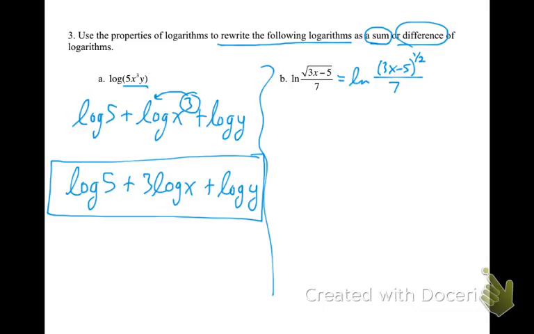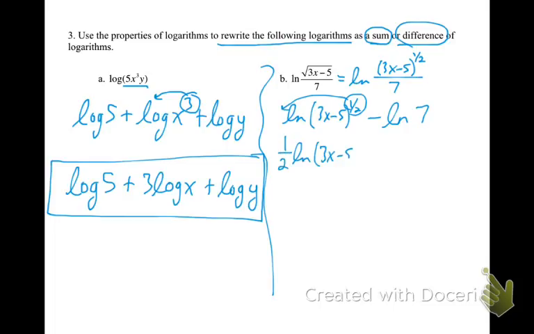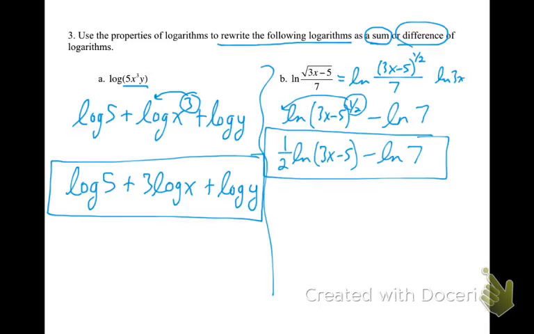Okay. Let's first deal with the division property, which says we're going to take this and make it natural log of (3x minus 5) to the 1/2 minus natural log of 7. Now applying that exponent property to bring this 1/2 up front, it gives me 1/2 natural log of (3x minus 5) minus natural log of 7. Don't forget to put the parentheses around the 3x minus 5, because in this case we have a binomial, and if you don't put the parentheses there, it's just going to look like natural log of 3x minus 5, and that's not what we want it to look like.